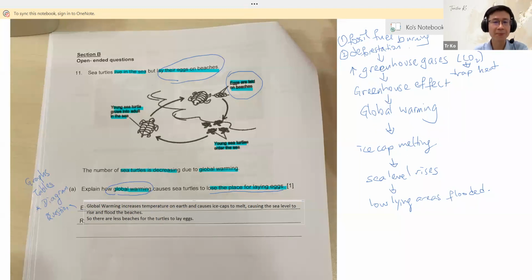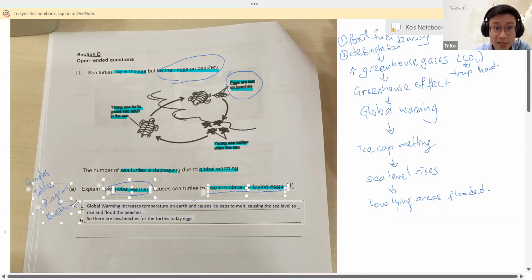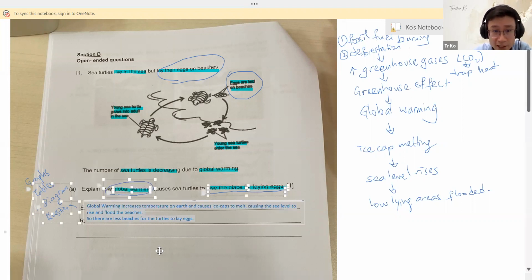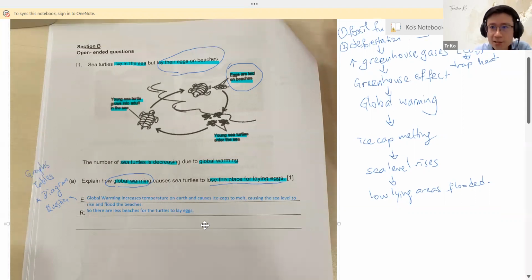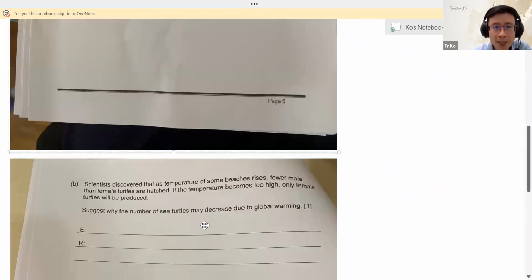So I have to link it back to the turtles laying eggs, which is, I know from the question that they lay eggs on beaches. So if there's less beaches because they are flooded, so there are less places for them to lay eggs, and they will lay less eggs. Okay, when they lay less eggs, of course, then the population of turtle will decrease. Okay, so let's take a look at the second part B.